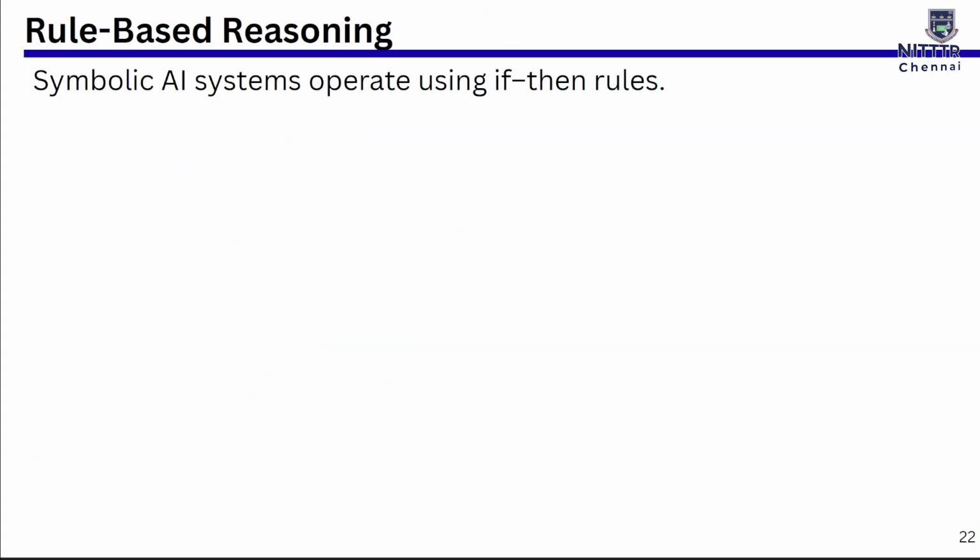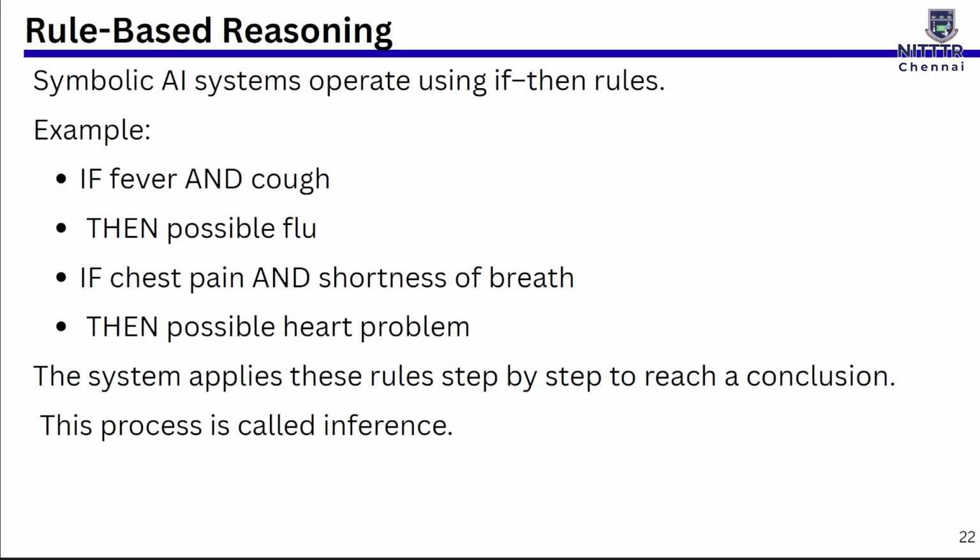Okay. So next we will move into rule-based reasoning. Symbolic AI systems operate using if-then rules. Example, see here: if fever and cough, then possible flu. Okay. Then similarly, if chest pain and shortness of breath, then possible heart problem. Okay. So the system applies these rules step by step to reach the conclusion. This process is called inference.